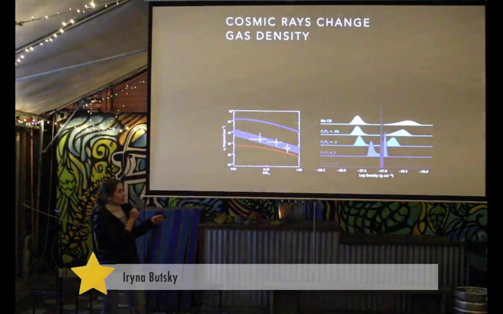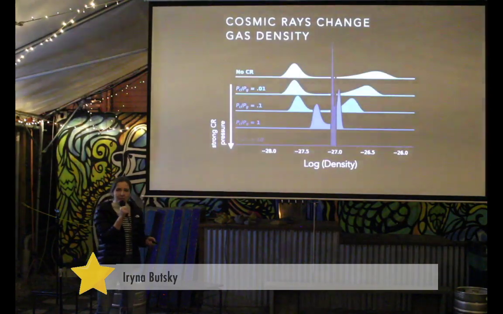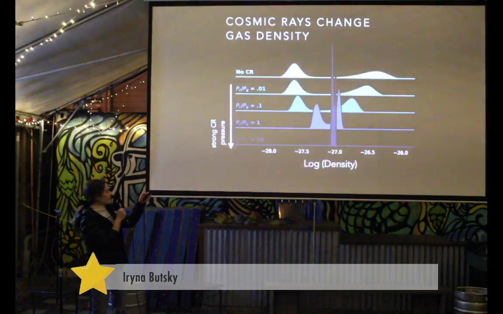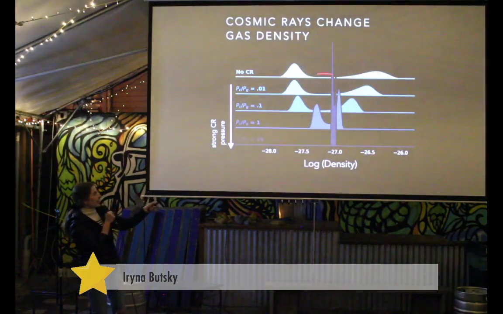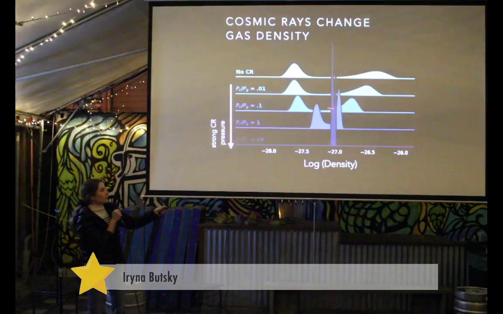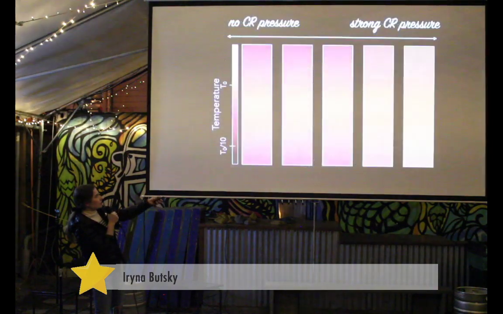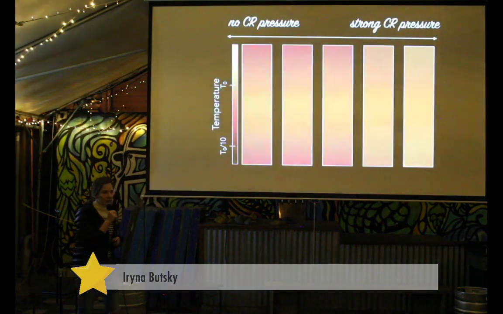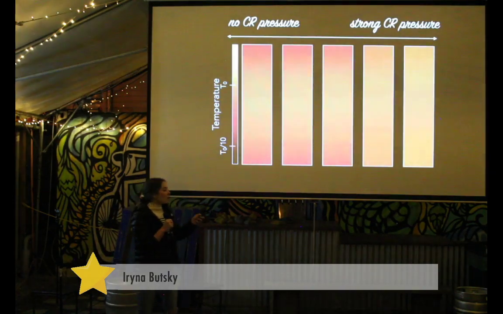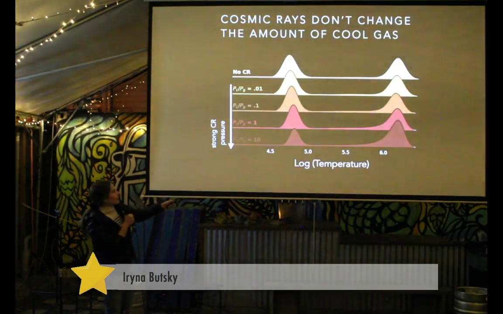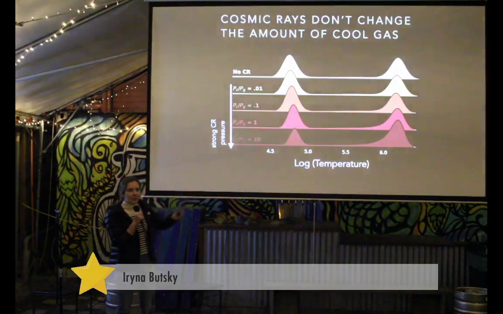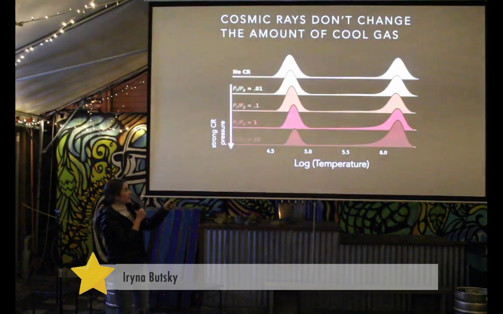Yeah, so the question is, what is plotted on the y-axis of the histograms? And the answer is, these are the different simulations. So this is a simulation run without cosmic rays. This is a simulation where cosmic ray pressure is 0.01 times the gas pressure, and so on. And so these correspond to the different panels in the movies I showed you. Oh, sorry. I see, the Y value is the frequency, or basically the number of cells that fall within each bin. And they're normalized so that you're comparing apples to apples.